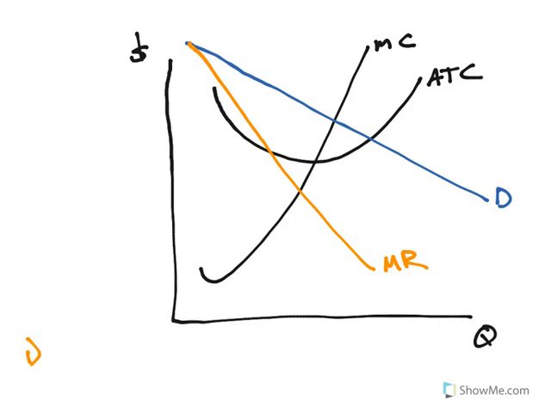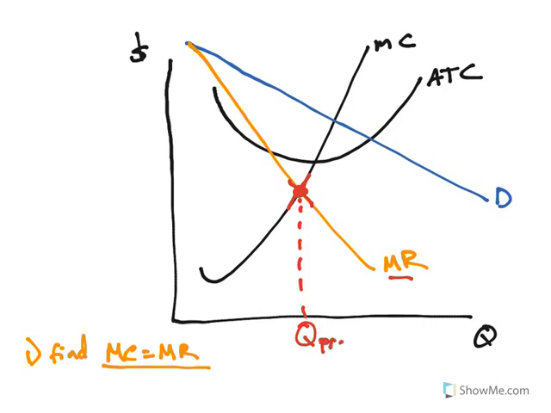So remember our first step, find where the marginal cost and marginal revenue curves are equal to each other. In other words, where they intersect. So our point where they intersect is right there. So that's our marginal revenue curve, our marginal cost curve. Go down here, and that gives me my profit maximizing quantity.